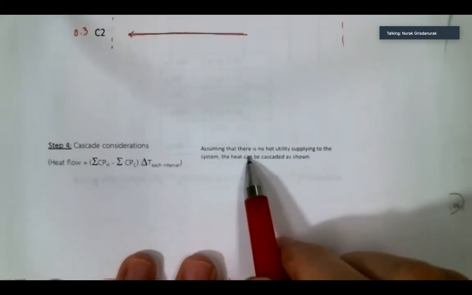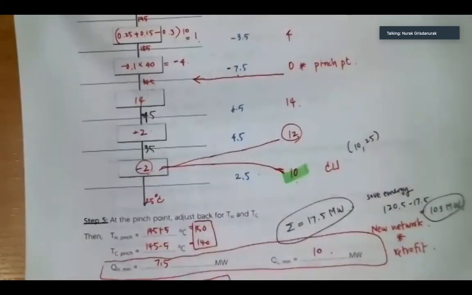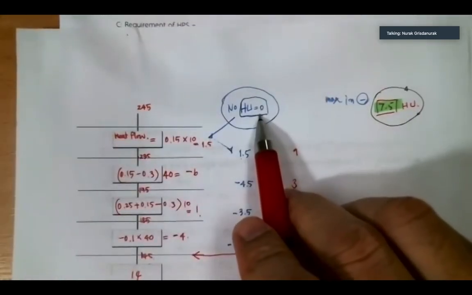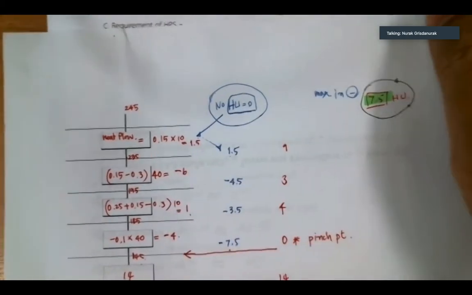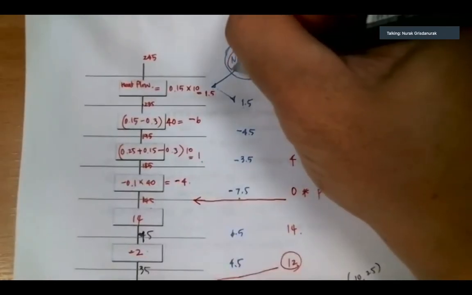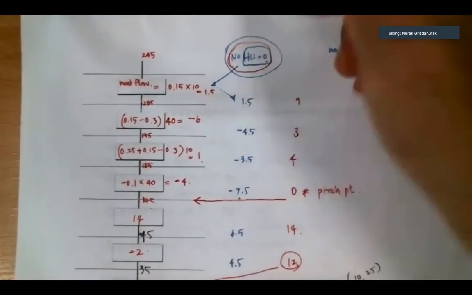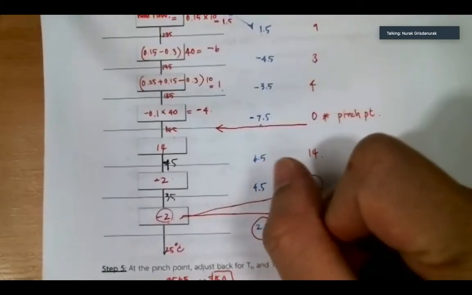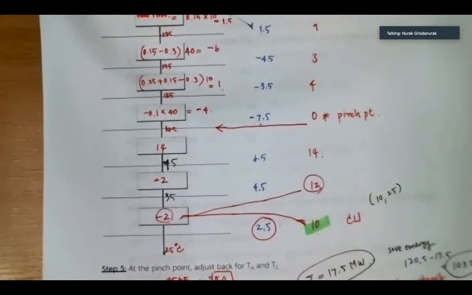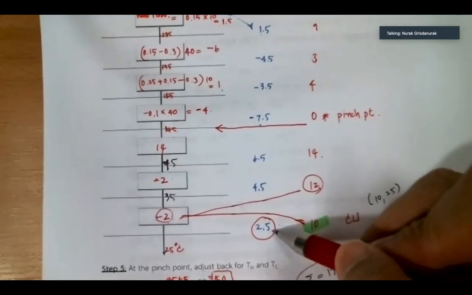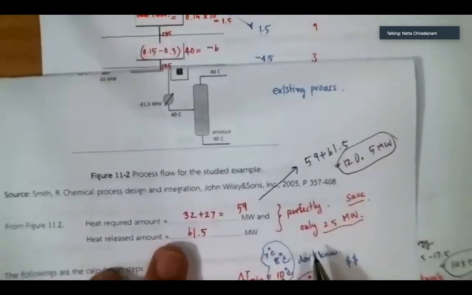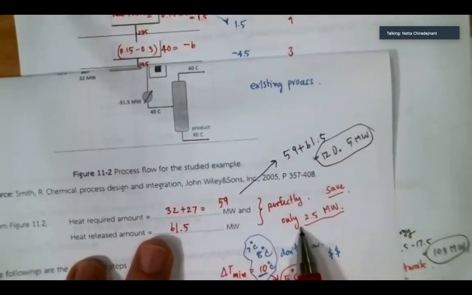Let me go back to this point. We assume first that no hot utility is supplied. When you have no hot utility supply, you have to do the cascade, and if you don't input any hot utility, how much do you need for the cold utility? 2.5. Does it make sense? No hot utility, the cold utility is 2.5. Does it make sense? It makes sense, it goes along with that. Yes.